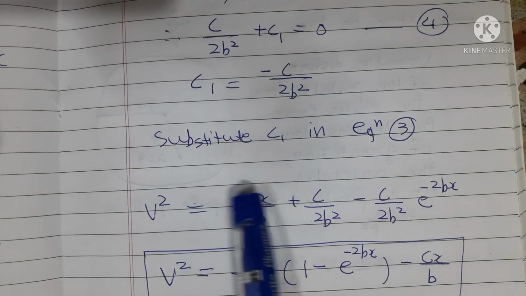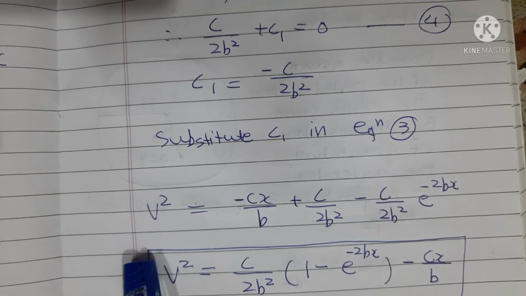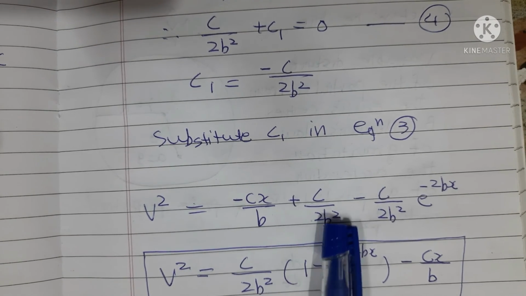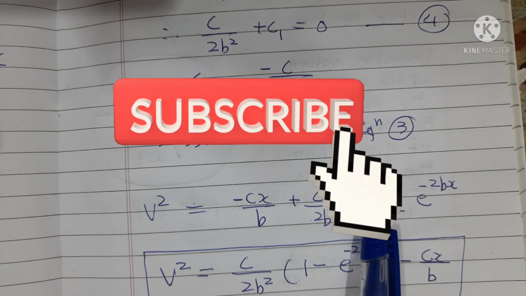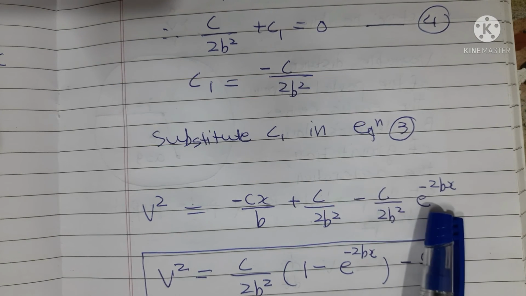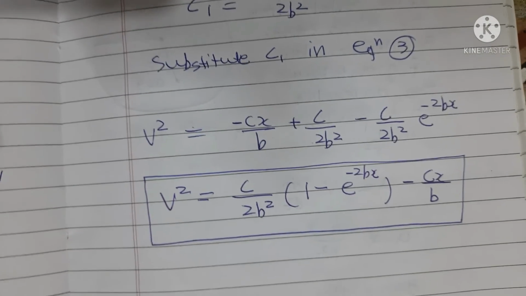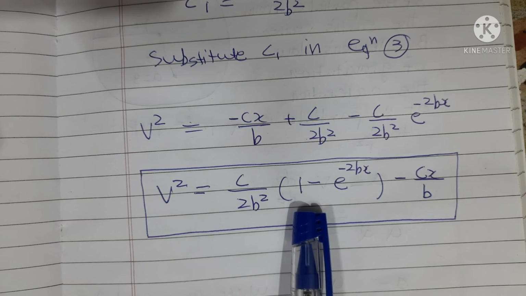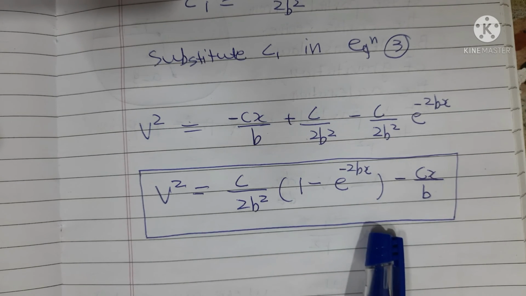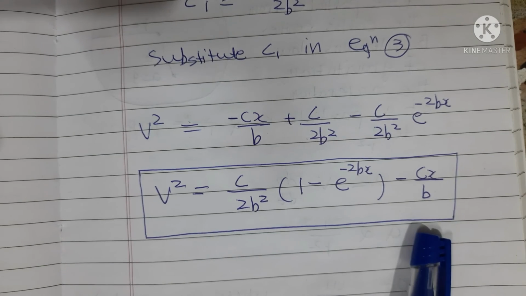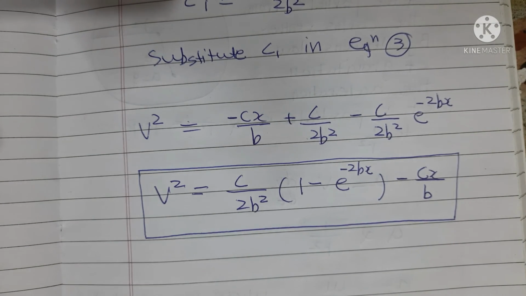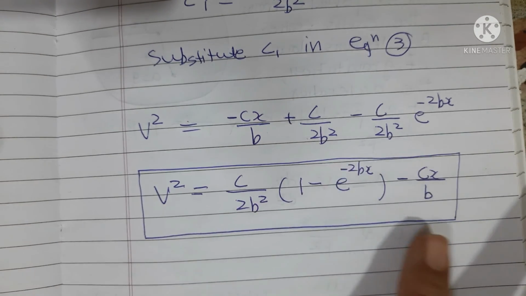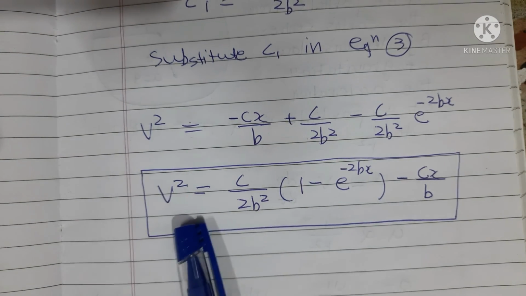Now substitute the value of c1 in equation 3. We will get v square is equal to minus cx upon b plus c upon 2b square minus c upon 2b square into e raised to minus 2bx. Now v square is equal to c upon 2b square into bracket 1 minus e raised to minus 2bx minus cx upon b. That is the given equation of motion. Hence in this way we can prove the given equation of motion.